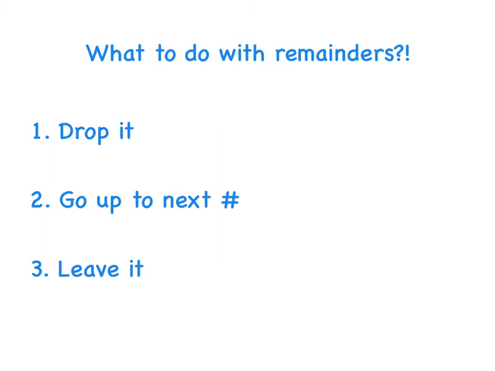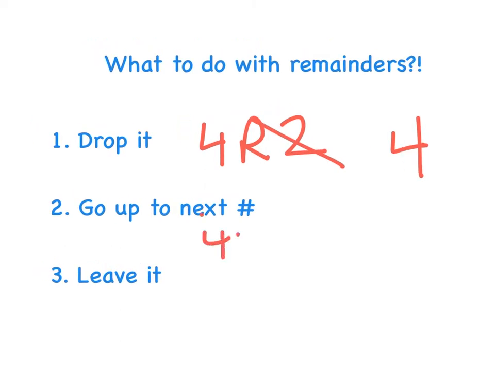There are three things that we might do with our remainders. Either we will completely drop the remainder. So if we got something like 4 remainder 2, we would get rid of the remainder and just have an answer of 4. Sometimes we go up to the next number. So if we had 4 remainder 2, we would go up to 5.